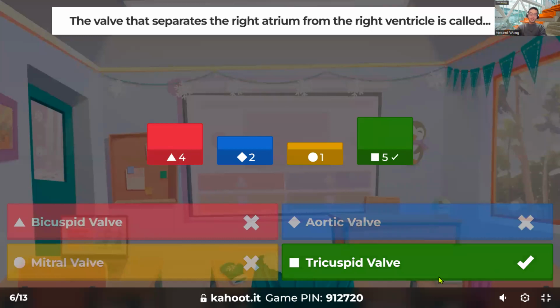The right side is the tricuspid. Yeah, the one on the left side with the two flaps, that's the bicuspid or mitral valve. Okay. Aortic valve is at the beginning of the aorta, right? It's nothing to do with the right ventricle and the right atrium.